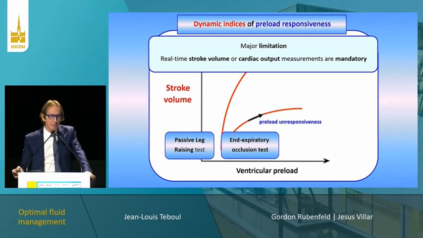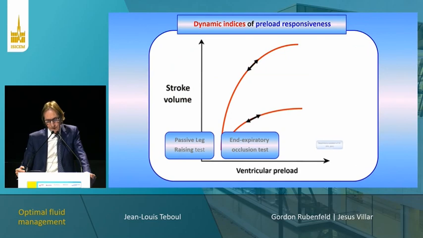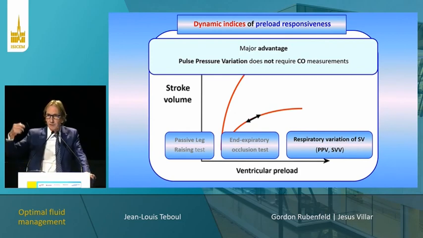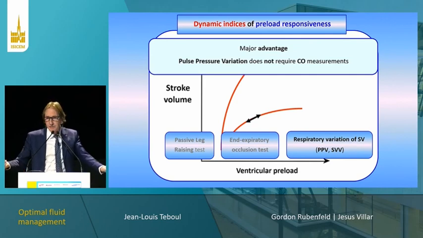But the major limitation of these two tests is that we need a real-time stroke volume or cardiac output measurement. It is mandatory. And this is why sometimes we prefer to use, when we have no cardiac output monitoring device, pulse pressure variation. The major advantage is that it does not require any cardiac output measurement.